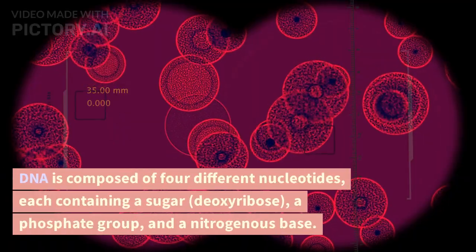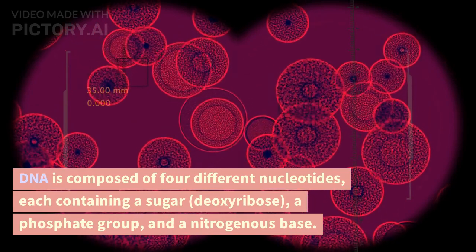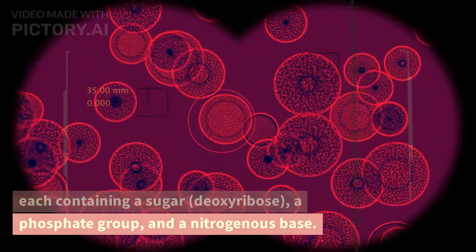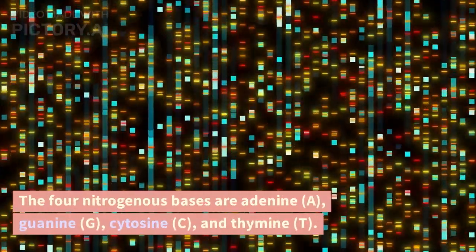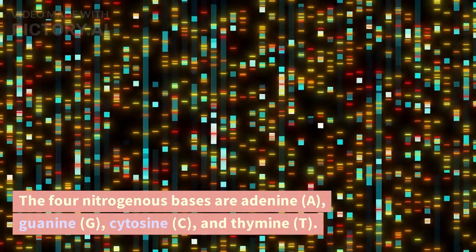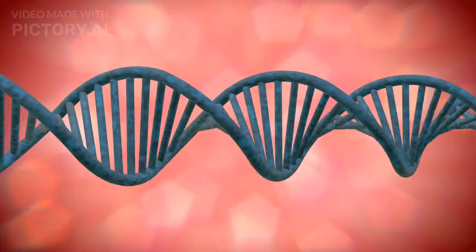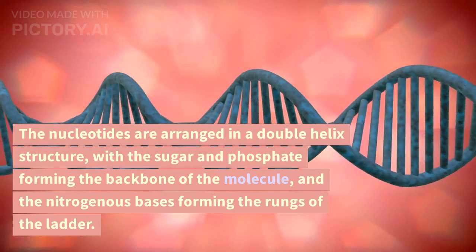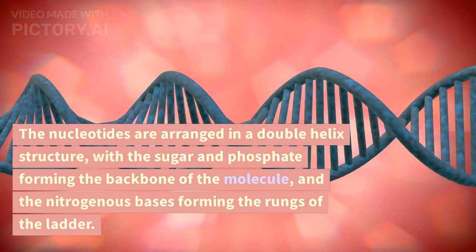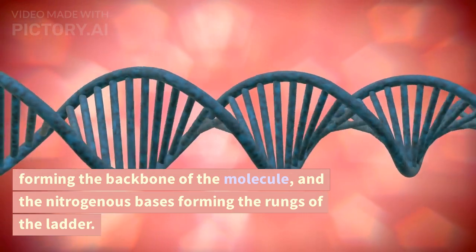DNA is composed of 4 different nucleotides, each containing a sugar, deoxyribose, a phosphate group, and a nitrogenous base. The 4 nitrogenous bases are adenine (A), guanine (G), cytosine (C), and thymine (T). The nucleotides are arranged in a double helix structure, with the sugar and phosphate forming the backbone of the molecule, and the nitrogenous bases forming the rungs of the ladder.